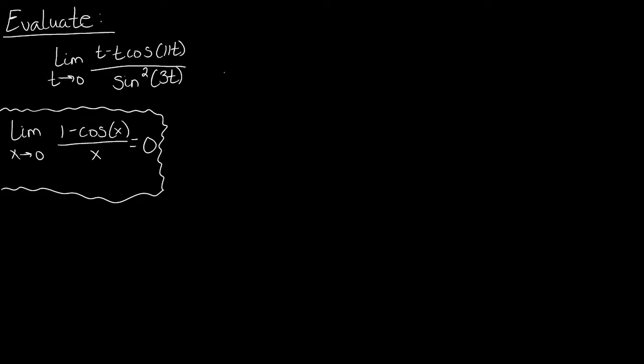We found our limit. So let's go ahead and do some quick plugging in and see what we get here. We're going to plug in 0 for t. So we get 0 minus 0 cosine of 11 times 0, over sine squared of 0. Sine squared of 0 is just sine of 0 squared, right? So sine of 0 is 0, 0 squared is 0, and then we get 0 minus 0 times cosine of 0. This becomes 1, but 0 times 1 is 0, so 0 minus 0 is 0.